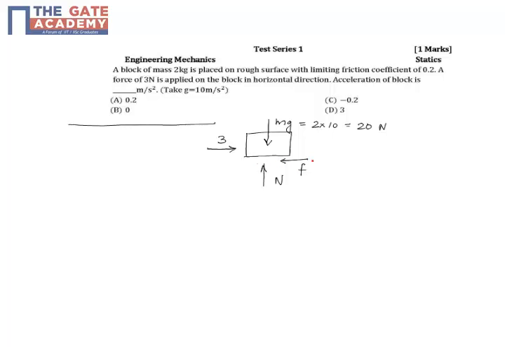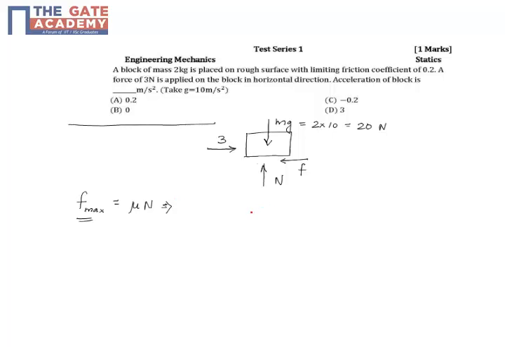Now, the common mistake people make in this problem is that they start calculating the friction based on the friction coefficient that is given. Remember that the friction value which you calculate from the limiting friction is the maximum friction. So mu into N is the maximum friction, not F. This is the formula, but for that we need to know N.